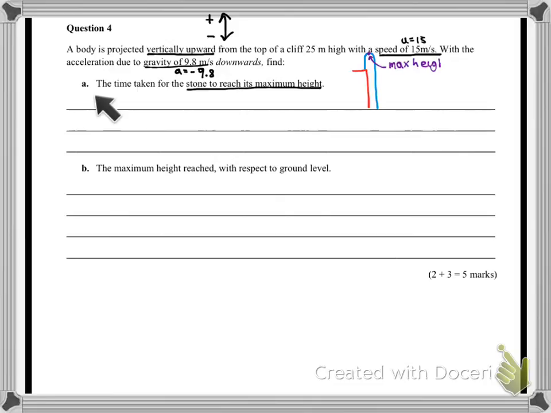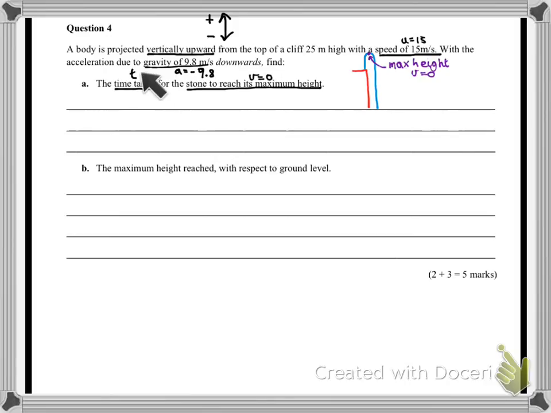Okay, so the job here, what is the time taken for the stone to reach its maximum height? So let's have a look at the little diagram I just drew. The maximum height is at the point way up here before it starts to come down. Okay, so what do we know about objects that reach their maximum height? Well, that's its turning point. So that's when the velocity is equal to 0. That's when it comes to a stop before it returns back to the ground.